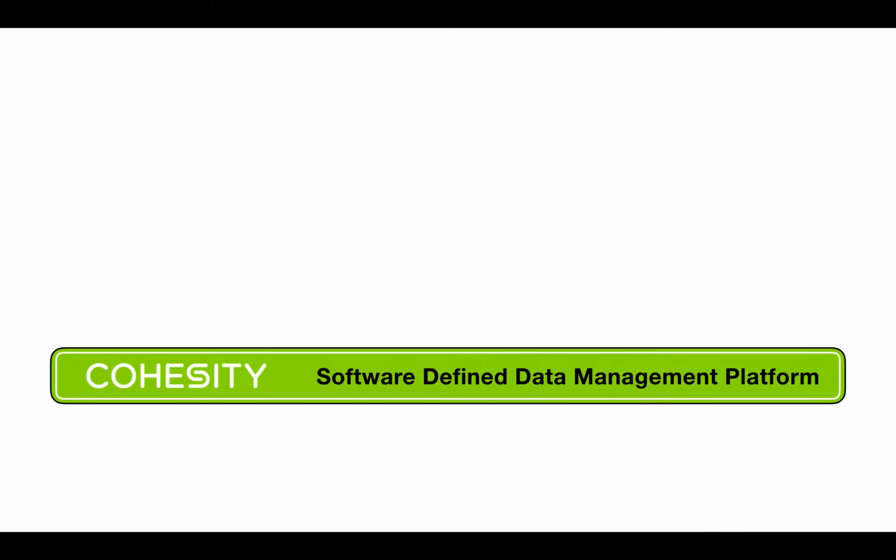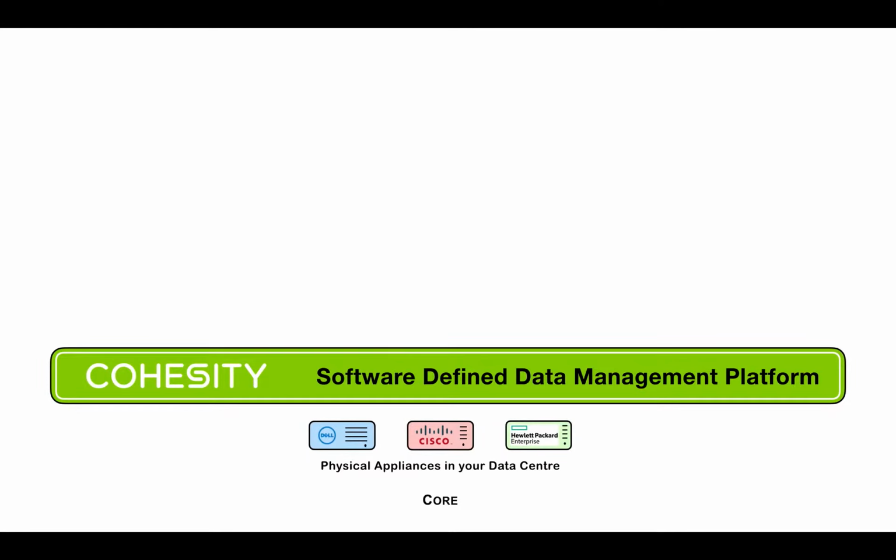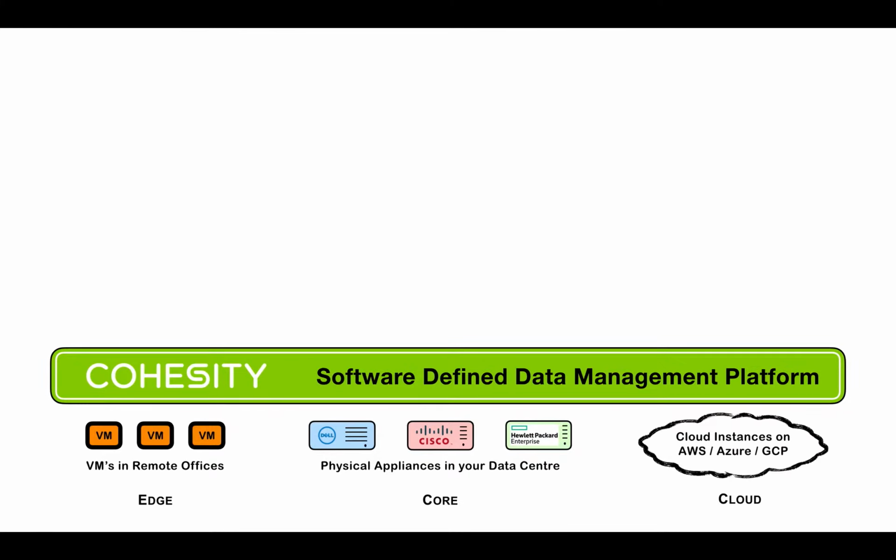Cohesity is a software-defined data management platform, and being software-defined, that means we can run anywhere. We can run on top of physical appliances within your data center. For smaller remote offices at the edge, we can run as VMs. And in the cloud, we operate on top of AWS, Azure, and Google.